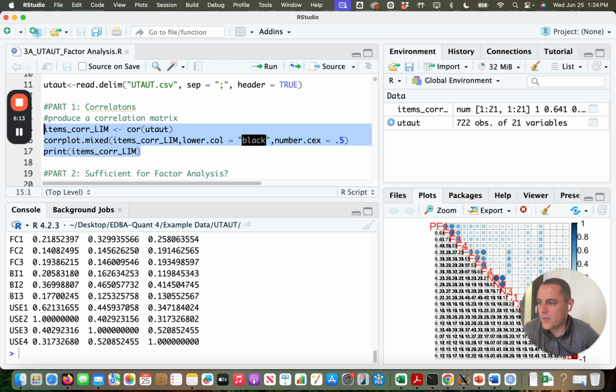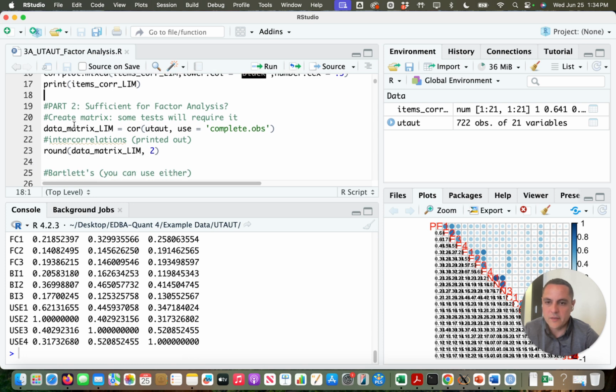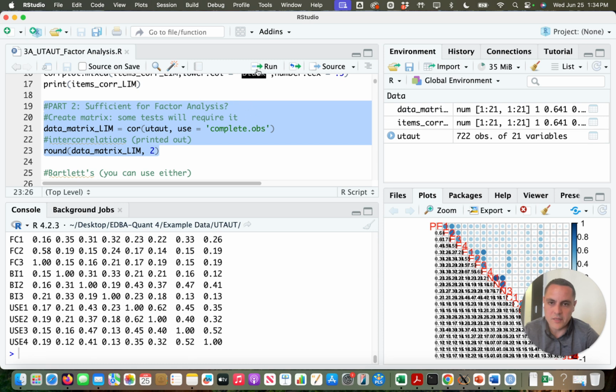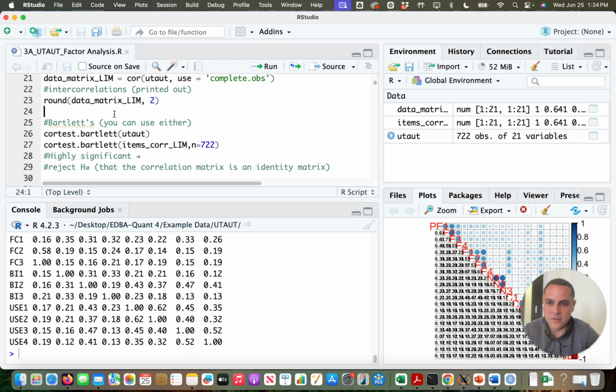But what we'll then do is look at whether the data we have is sufficient to move forward with factor analysis. There are a couple of things that we'll look at. Bartlett's test of sphericity is the first. We're first going to create a matrix that we may need to use later. But let's go ahead and look at the Bartlett's test. You could actually use either of these processes.